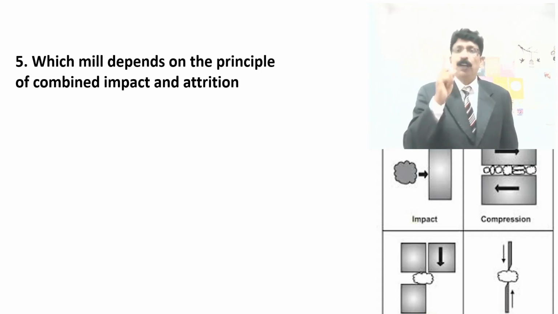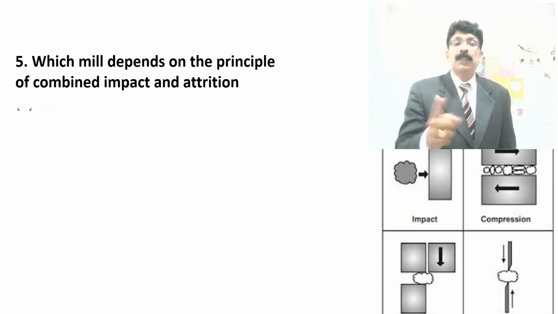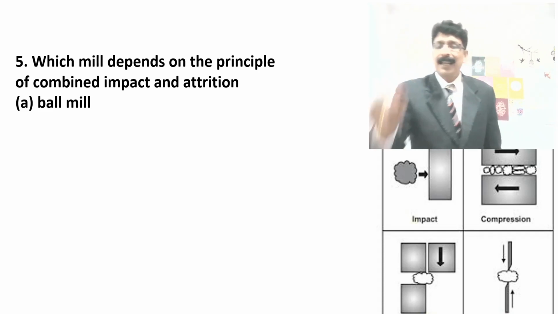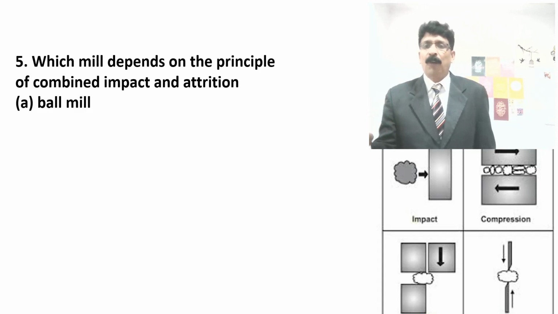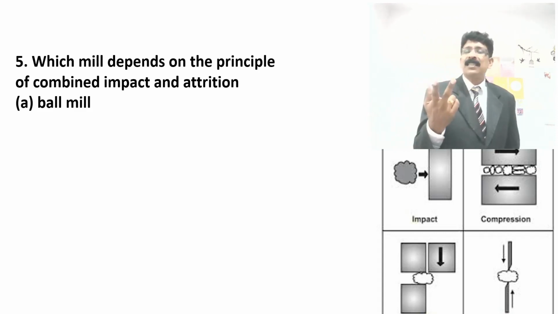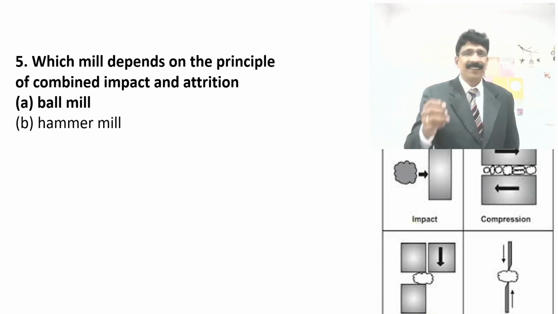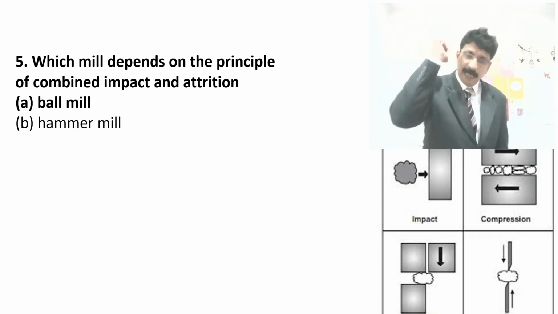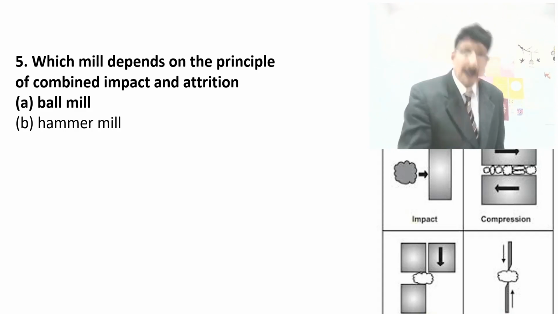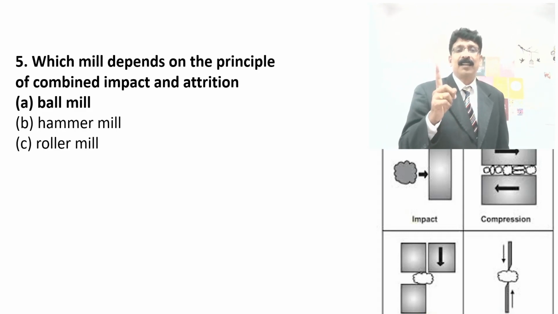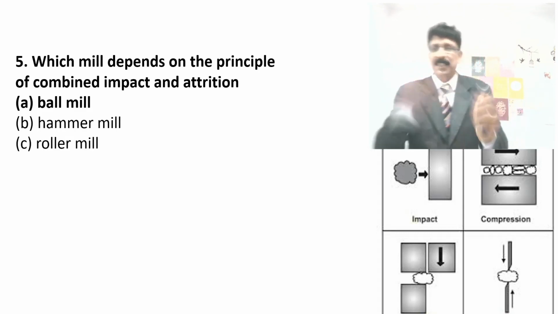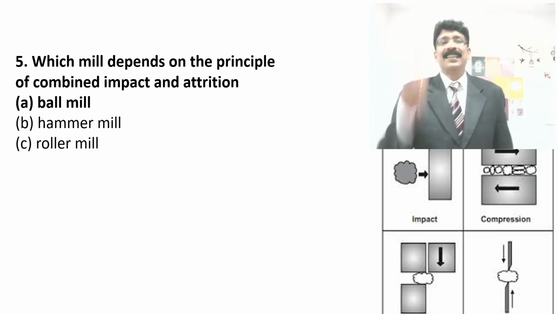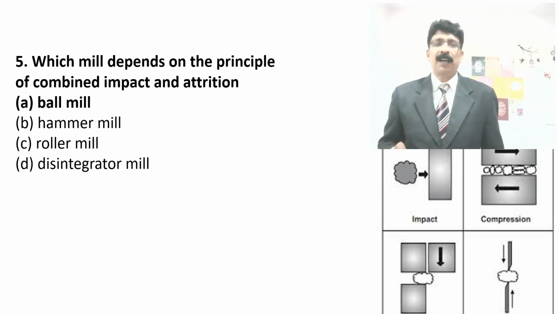Not only the ball mill, there are many other instruments also. They have given the first choice as ball mill. A student can write it is 100% ball mill, because there may not be two answers. Hammer mill will work only in impact, because the hammer mill is hammering on the object, impact only, no attrition. Roller mill is compression. Two rollers are compressing, so compression is the principle behind it.